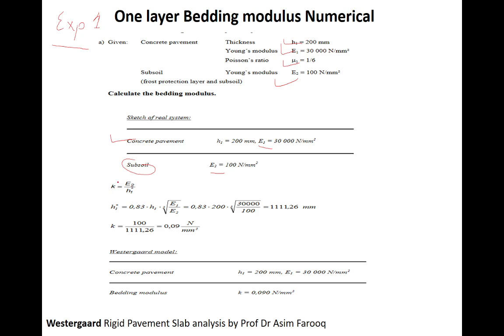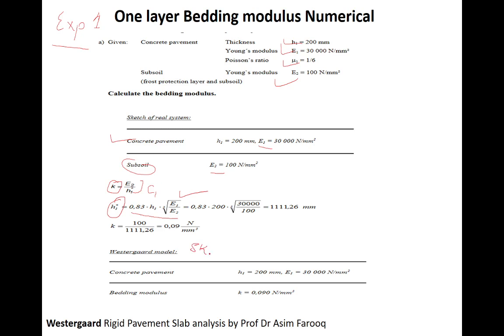We have a clear formula: K is equal to E2 by H1 static. To determine the H1 static, we have a formula of C1 dot H1 into the cube root of E1 divided by the subsoil Young modulus. As you can see here, we determine the H1, and similarly we can also determine the bedding modulus as well.